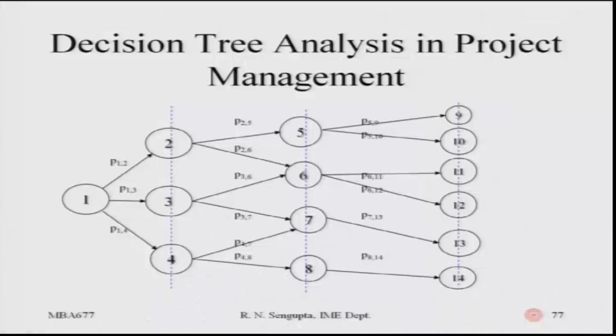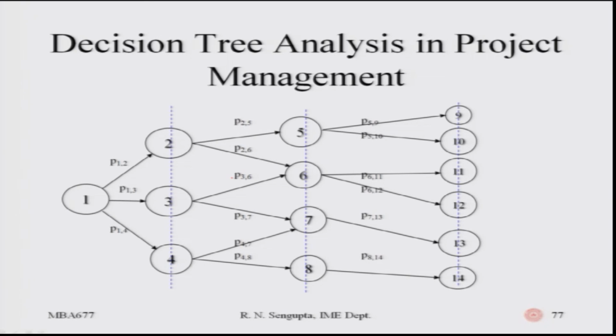Similarly, consider from 2 to 5 you will go where the probability is p suffix 2 5. Similarly, you will go from 2 to 6, 3 to 6, 3 to 7, 4 to 7, 4 to 8, and the corresponding probabilities are given with p with the suffix of the initial node and the final node.